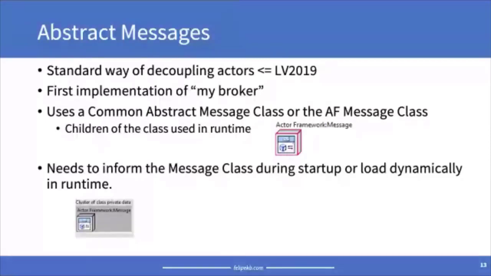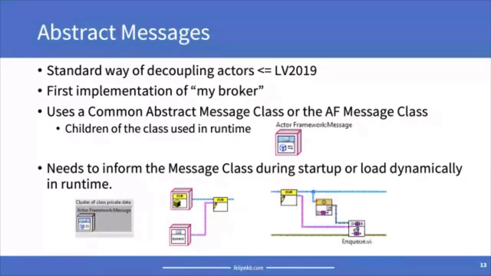So a standard way of doing it is saving a message to the actor private data, and in runtime passing another message to this actor. And when executing a method, you read this runtime class and send the message using the EQVI method. There are plenty of other ways to do it, but in summary, that's how you can do it.